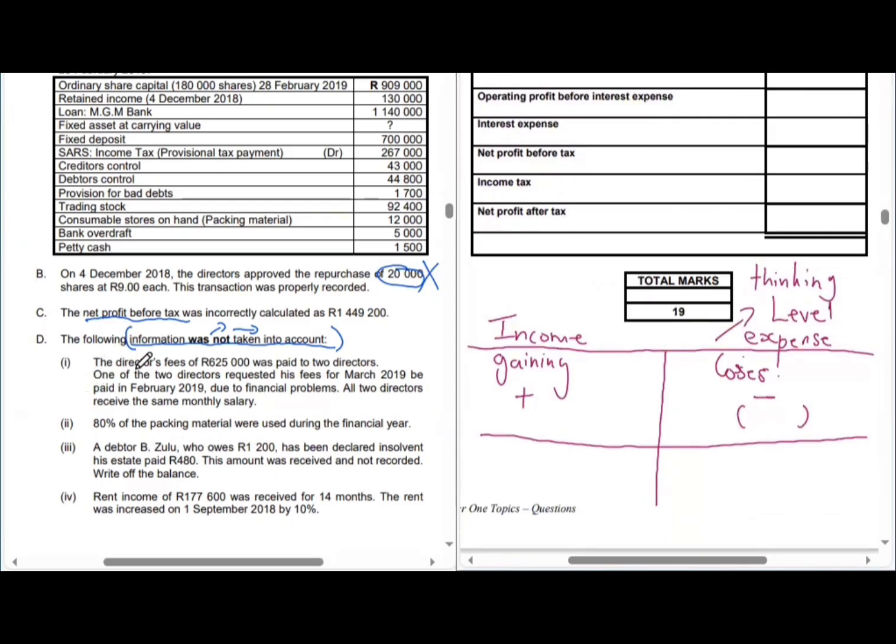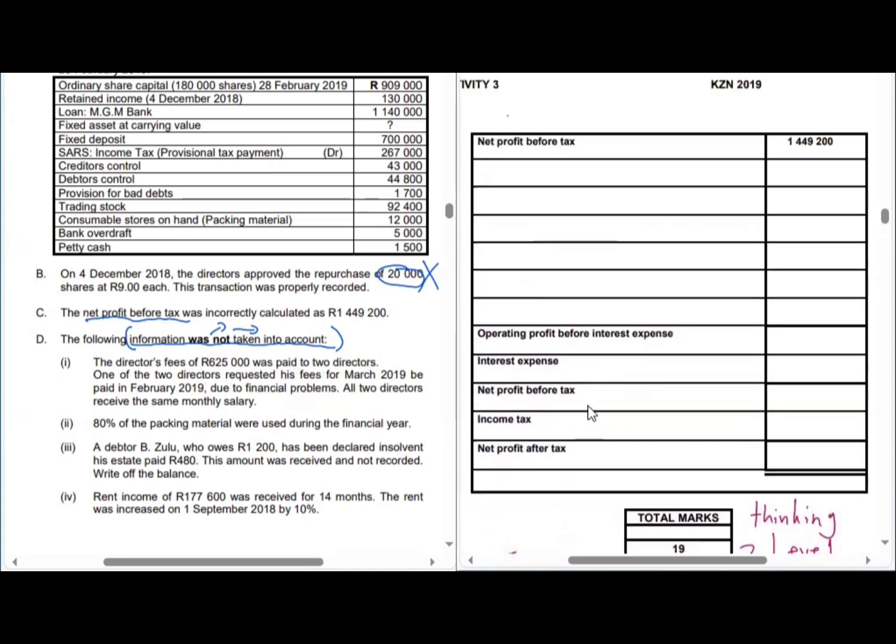The director's fees of 625,000 was paid to 2 directors, meaning this information was forgotten. So we are going to write our director's fees. Then we go to our income statement and write director's fees. The opening amount is the account amount. How much is it? It's 62,500.